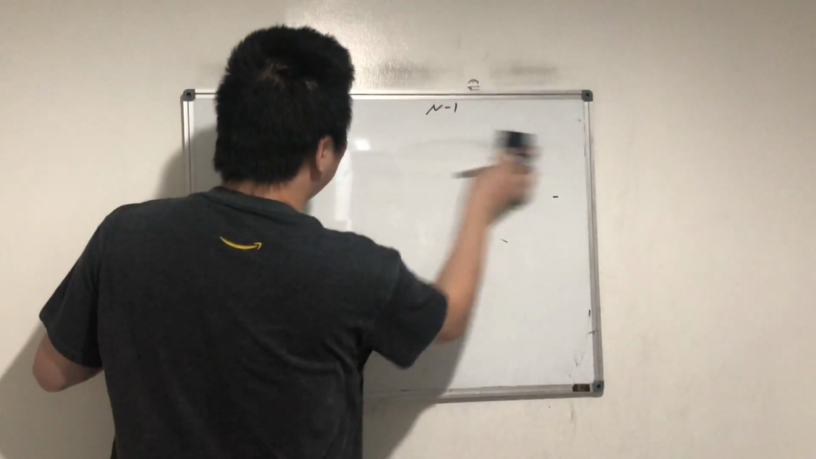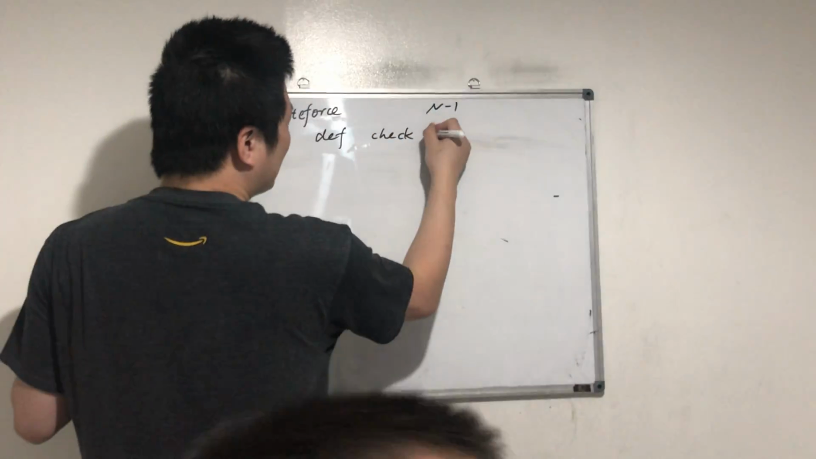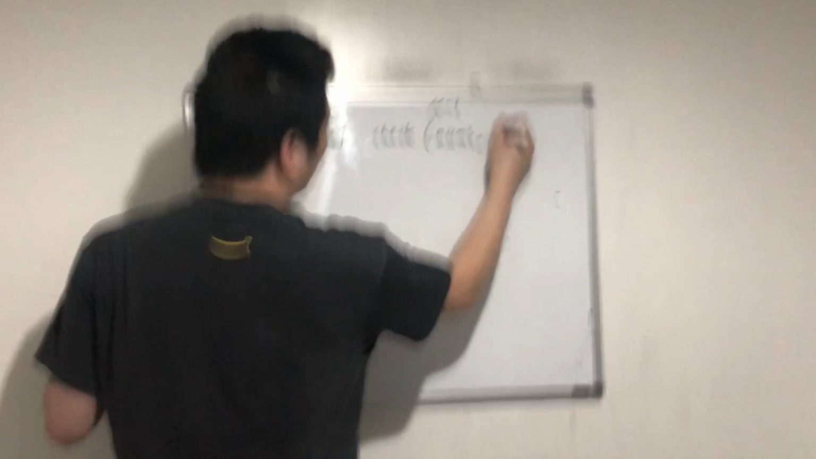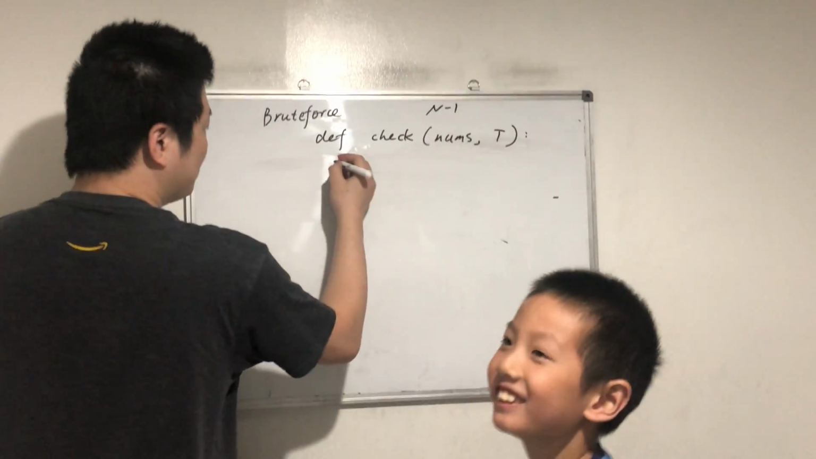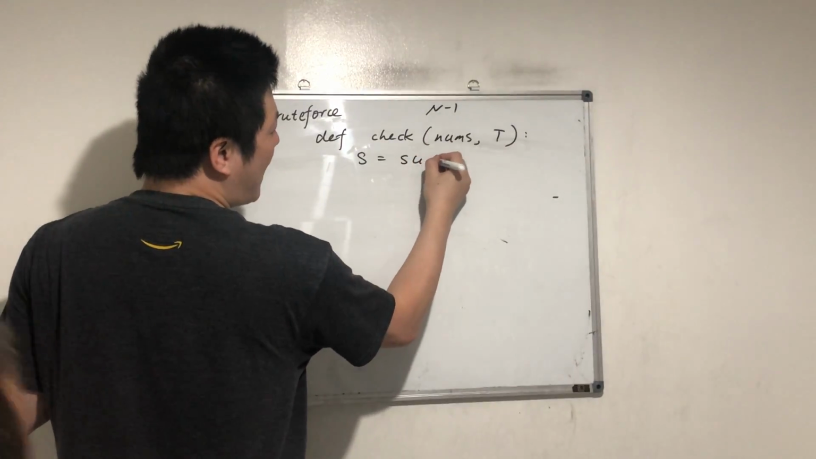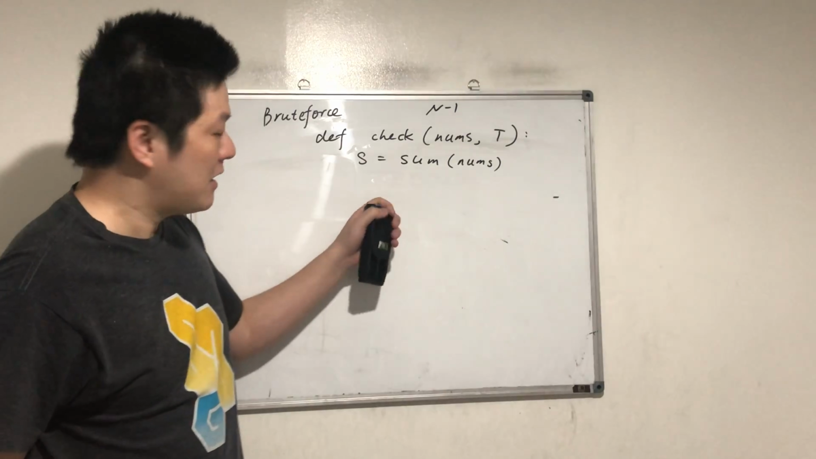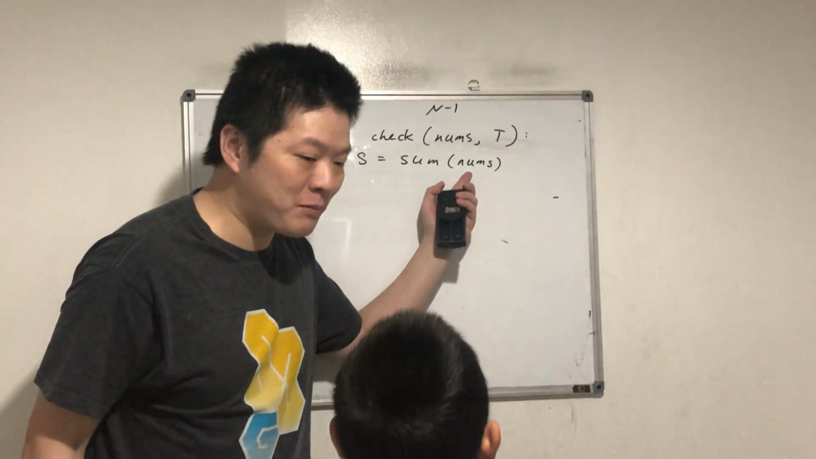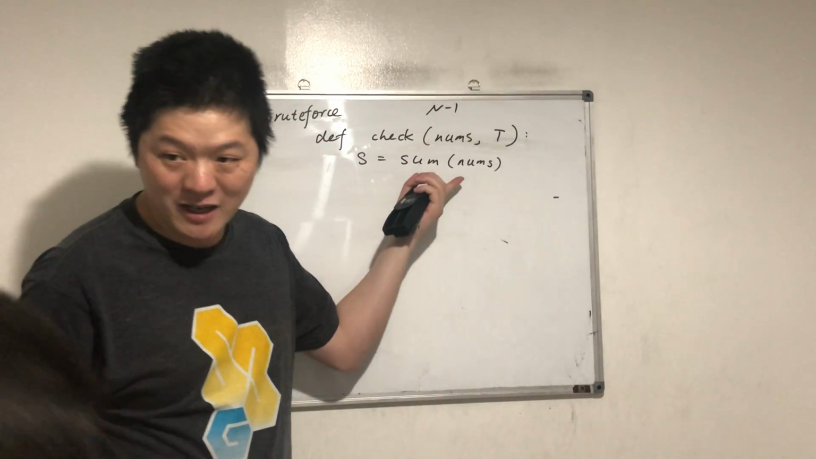Okay. Define check. Let's just check. Define numbers and target. Sum equals sum of nums. So this is the sum of all numbers. This takes O(n) time, right? Because we need to go through each number and add it together.